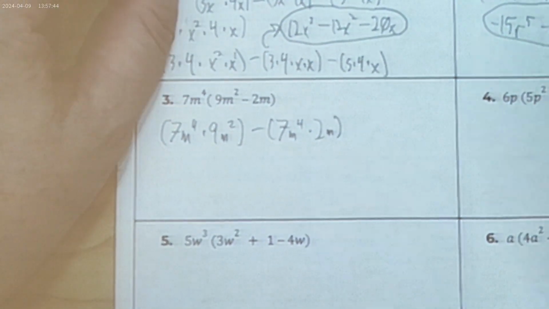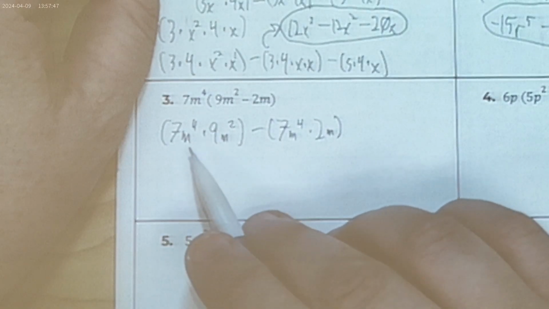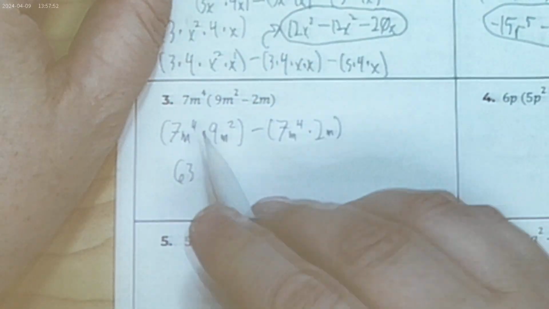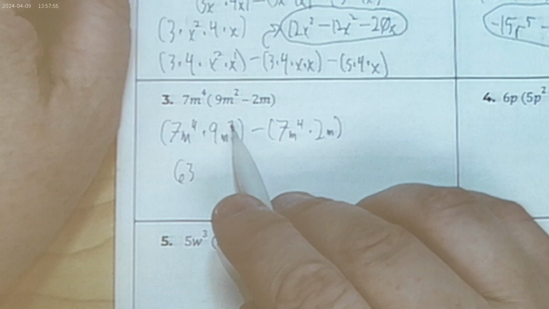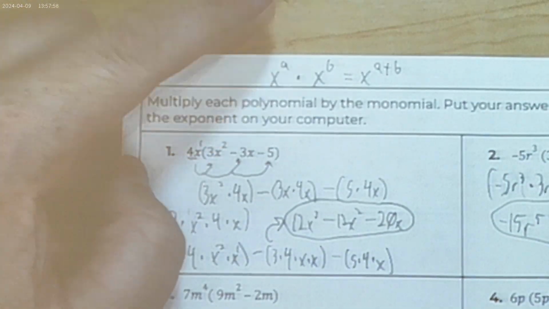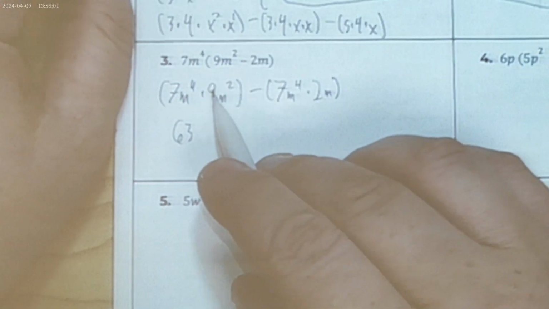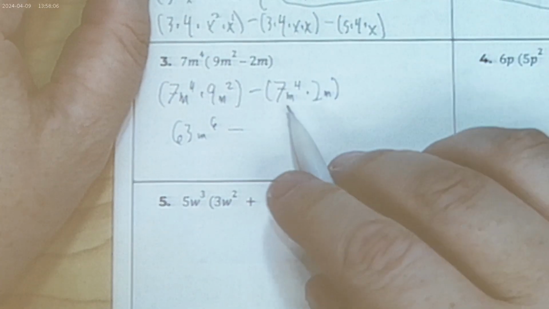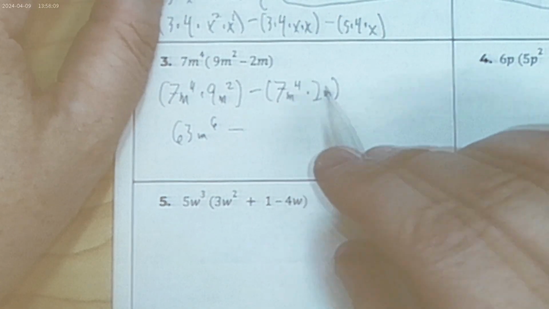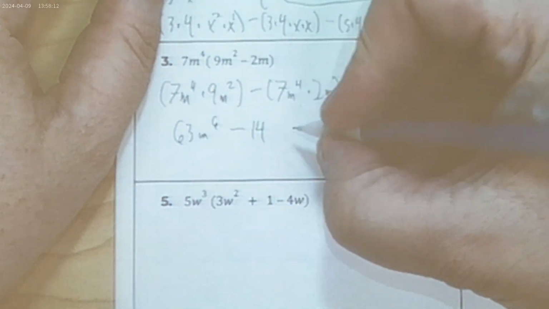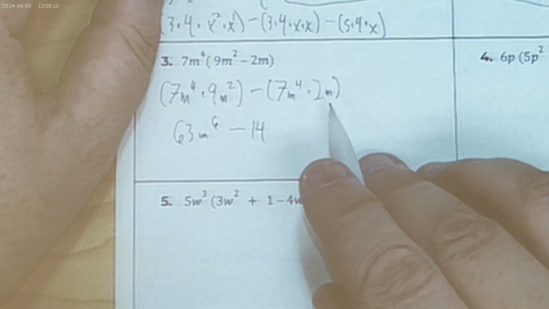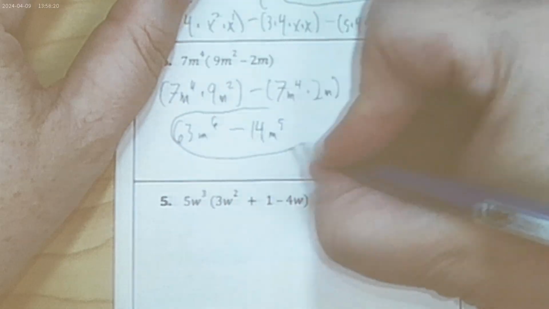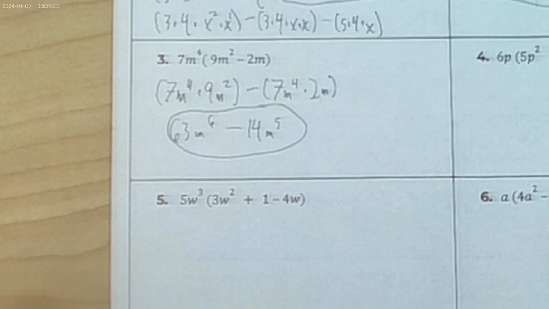So yeah, alrighty. So I've got 7m to the fourth times 9m squared. 7 times 9 is going to be 63. M to the fourth power times m to the second power, in accordance with our rules, is going to be m to the 4 plus 2, which is m to the 6, minus 7 times 2, which is going to be 14. And then m to the 4 times m to the 1 is going to be m to the 5th. And there we go. That's our final answer.